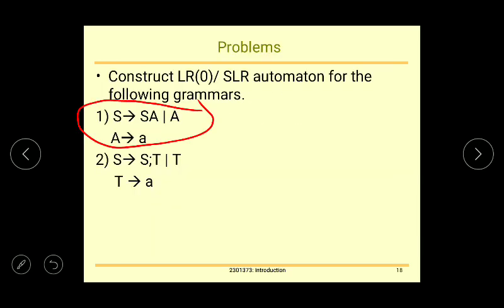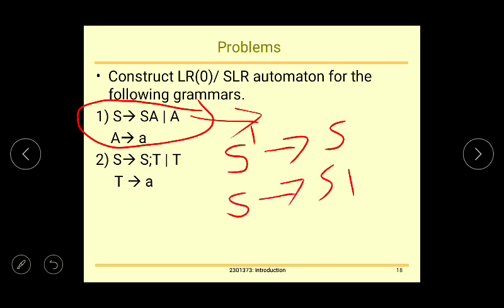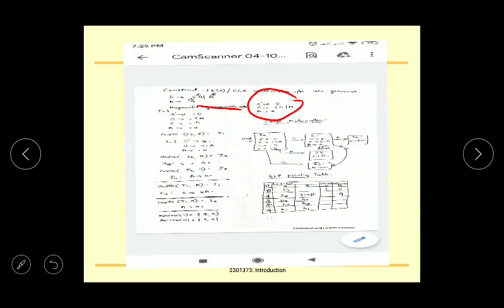The grammar is S gives SA or A, A gives a. How many productions? There are 3 productions. From the start symbol there are 2 productions. So we have to write the augmented grammar like this: S dash gives S, then S gives SA or A, then A gives a. So this is the augmented grammar now. That is the first step.